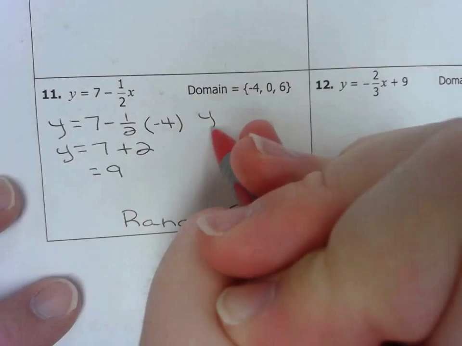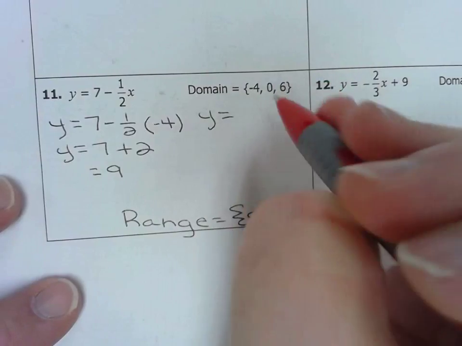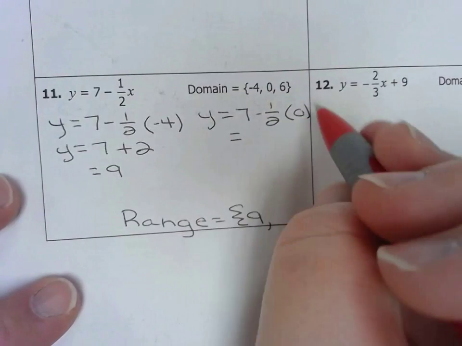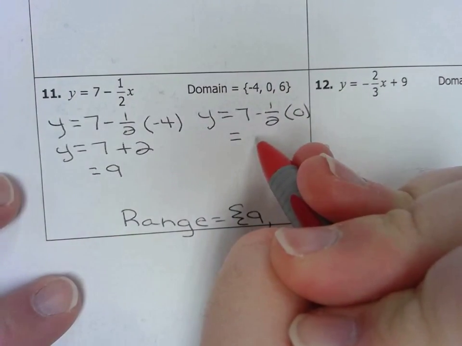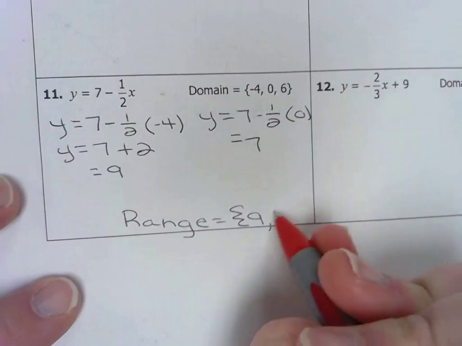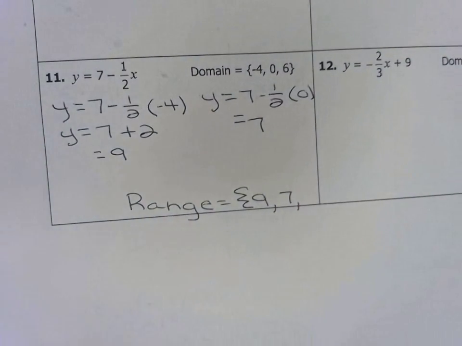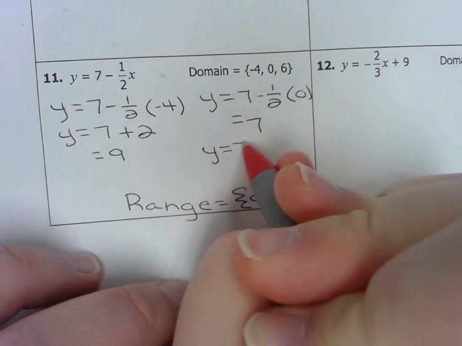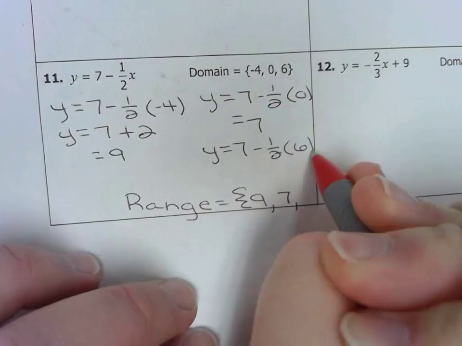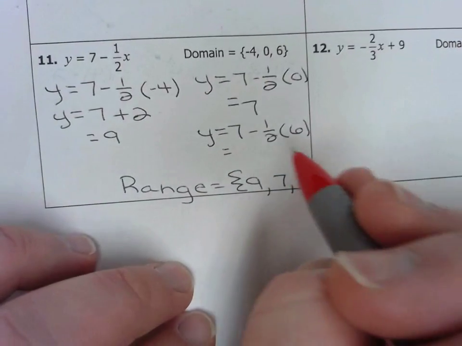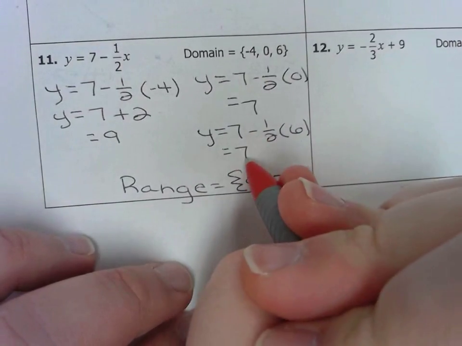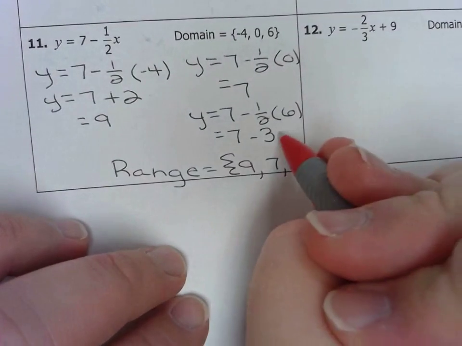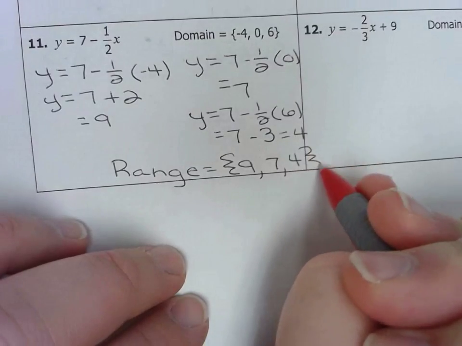Okay, let's look at the next one. My next domain value is 0, so I plug 0 in for x. Negative a half times 0, 0, so I just have a 7 left. So I put that down with my list of my y values, or my range values. And then I plug in 6. y equals 7 minus 1/2 times 6. Negative a half times 6, negative 3, so minus 3. 7 minus 3, 4. So that is the last value.